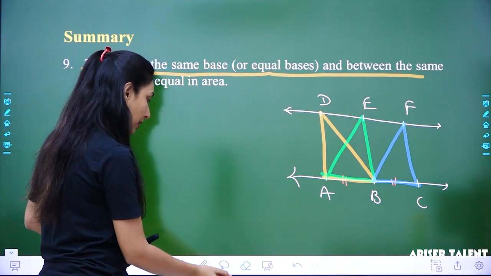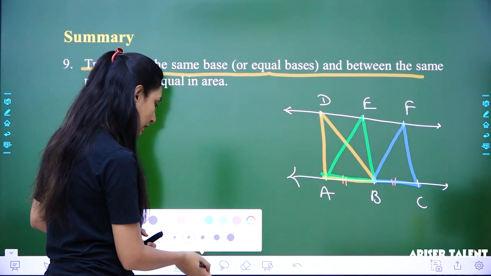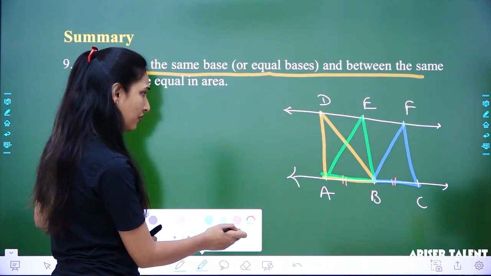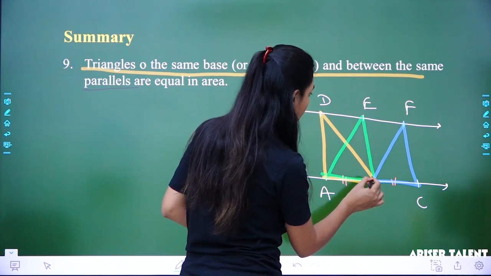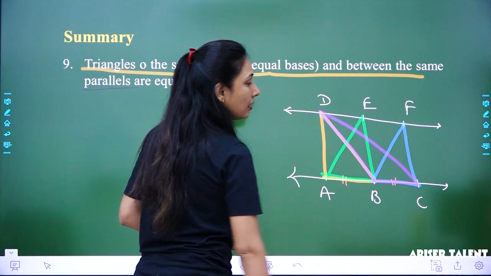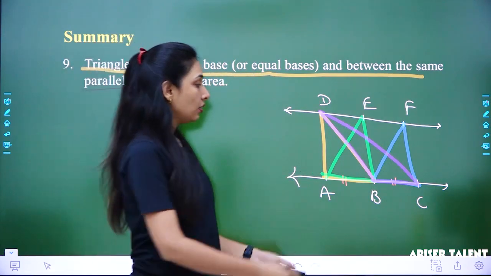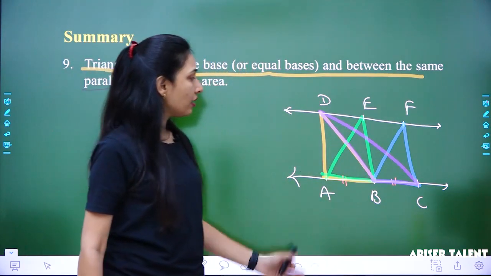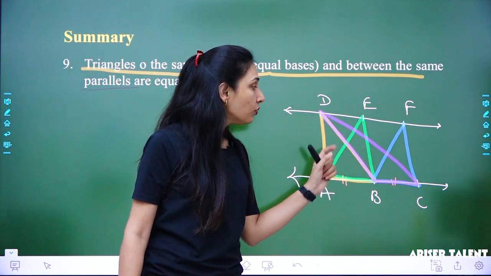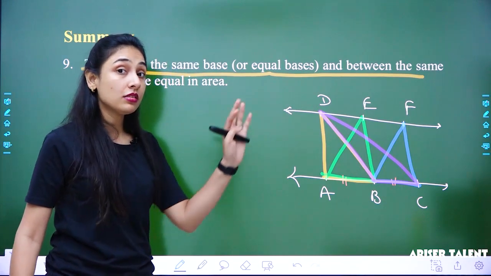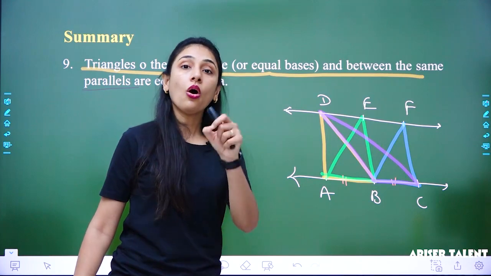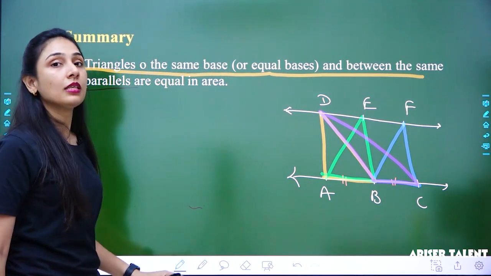Again, I can have these other triangles over there. So if I'm having this triangle, again the base is equal to that. So pick any colored triangle, like yellow or red, this purple one, this blue one or this green one. They will have the same area because they have either an equal base or the same base, and they are between the same parallels.